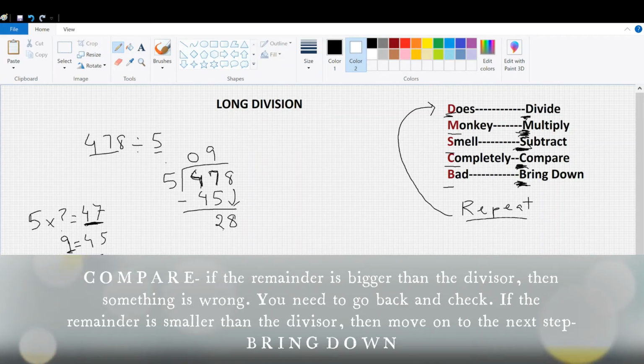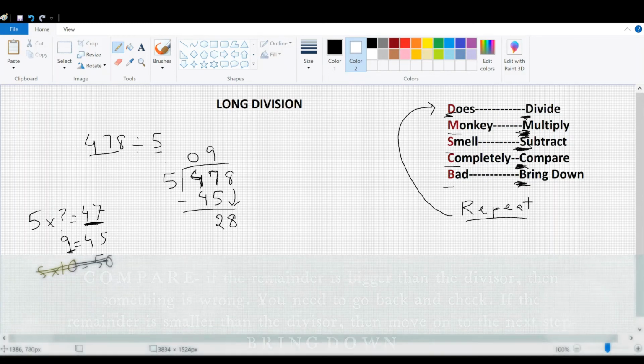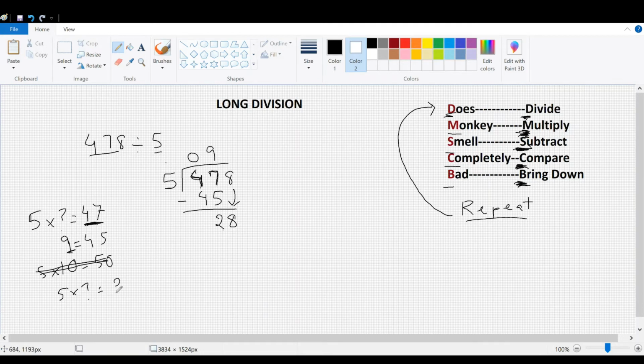Now we have 28. Now repeat the steps all over again. How many groups of 5 can you make out of 28? Or you can ask, 5 times what will give you 28 or less than 28? We know 5 times 5 is 25.